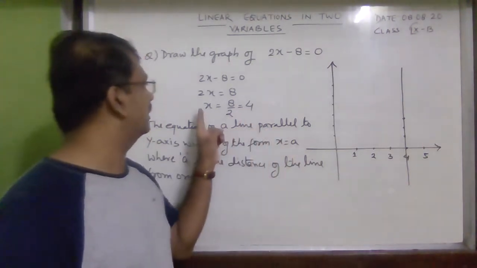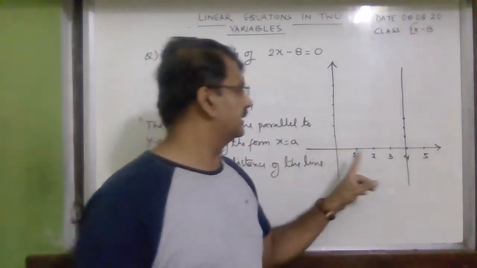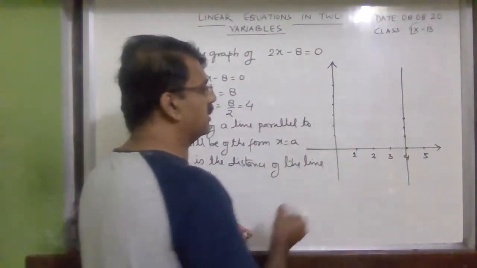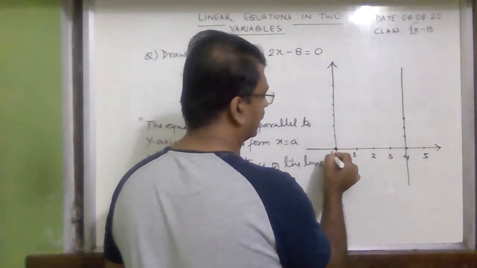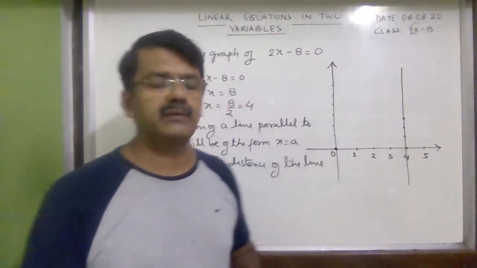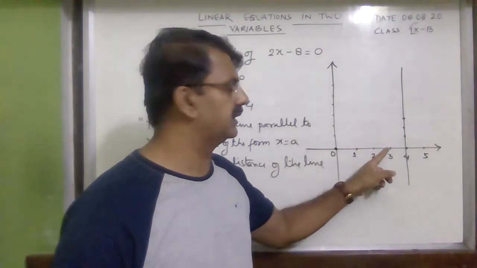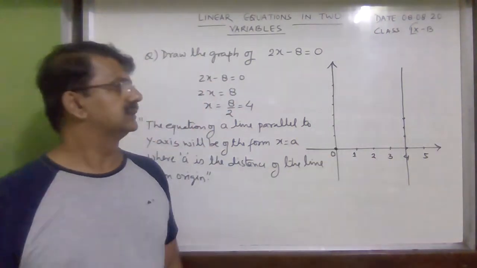Now you can see it is of the form x is equal to 4, and the distance of the line from the origin, this is the origin, and the distance of the line from the origin is 1, 2, 3, 4, that is 4. Clear? Okay.